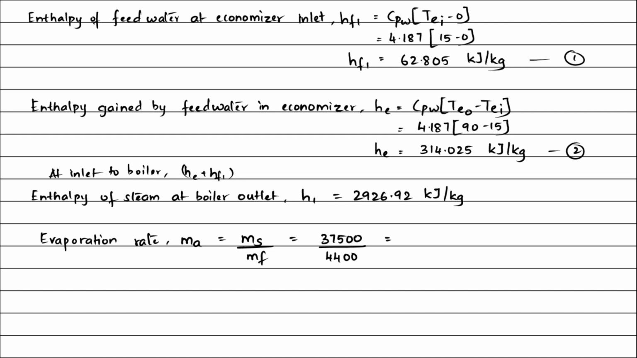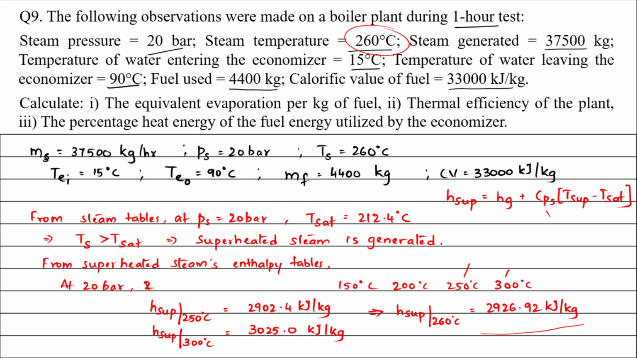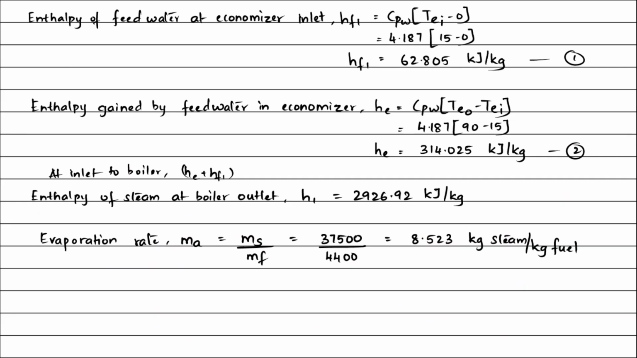So my mass of steam, which is my evaporation rate, I am obtaining it as 8.523 kg of steam per kg of fuel, because here I am not given what fuel it is. It is just given as fuel used, so I am just writing the same thing. Next I can proceed to my equivalent evaporation.